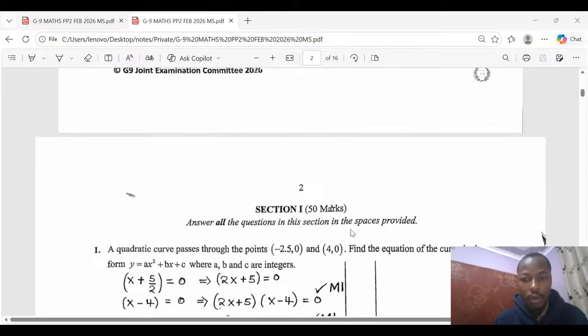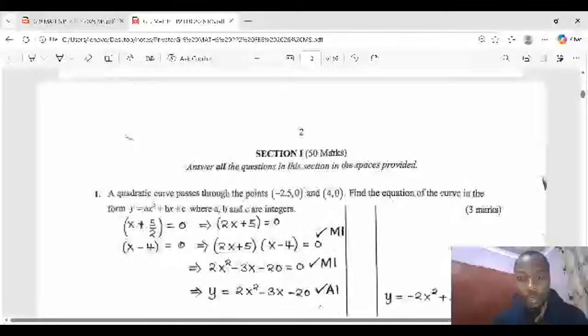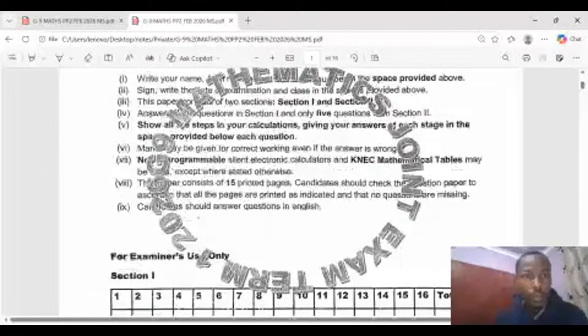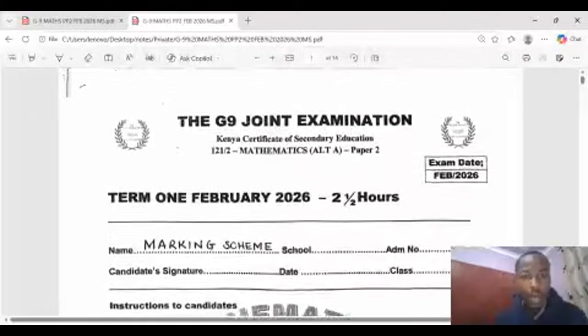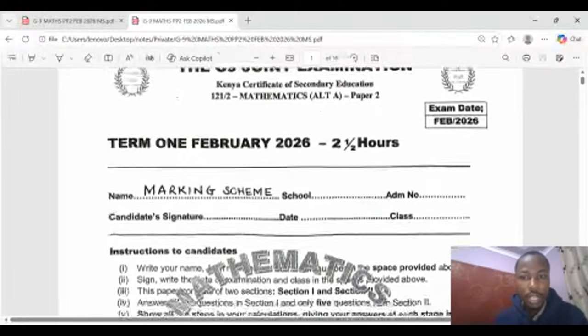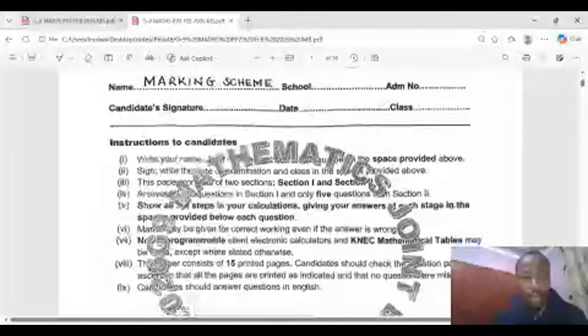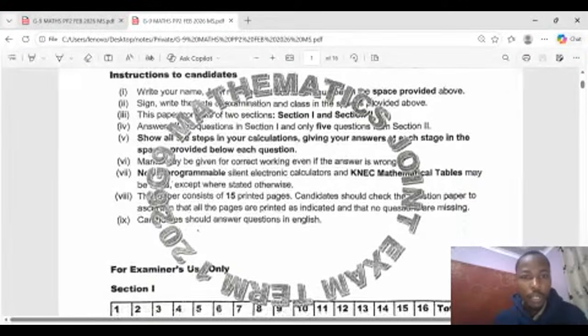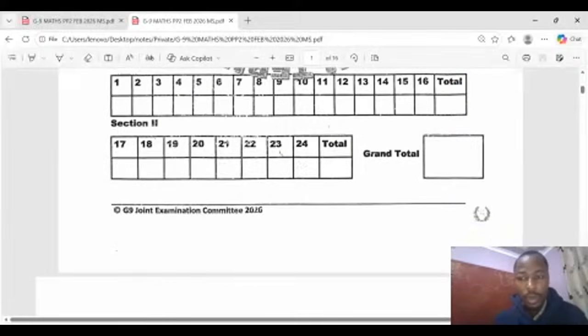We want to study mathematics today, and our question paper is the one by the GN Joint Examination on Web 2026, and this one is meant for candidates who are preparing for KCSE 2026.